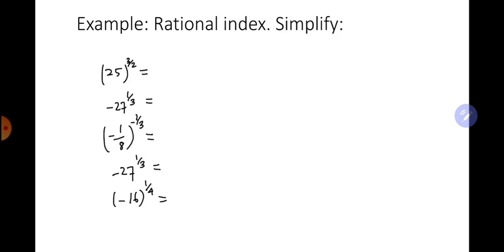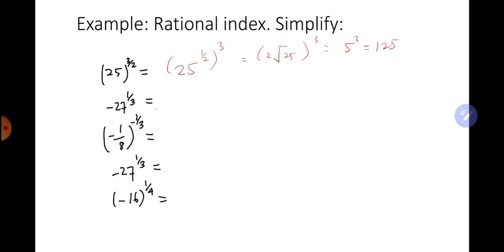Now we do a few examples on rational index. The first one is to simplify 25 power 3 over 2. Actually we can rewrite this as 25 power half, power of 3. We know that 25 power half is root 2 of 25, power 3. So root 2 of 25 is 5, power 3, and then we will get 125.